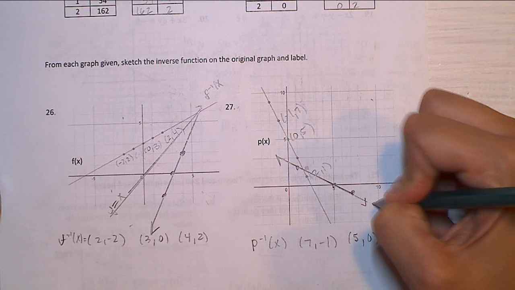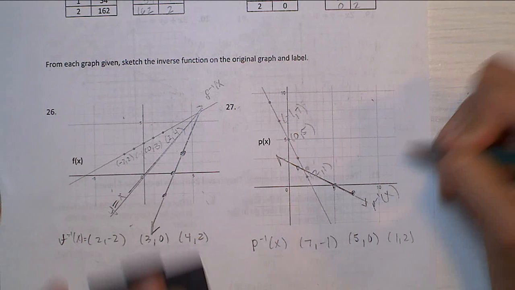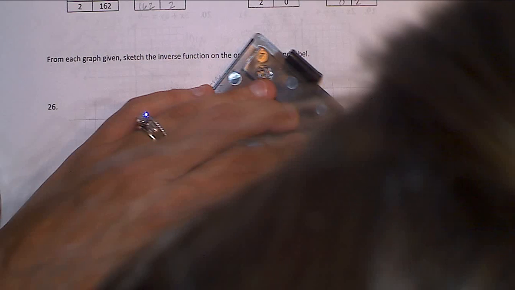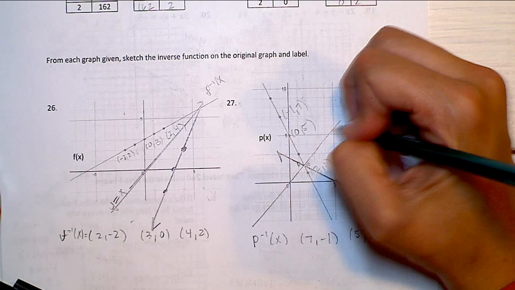So I label that as P inverse of x. And then again, it's that reflection over the line y equals x. So if we were to fold over on the line y equals x, those would fall on top of each other. So that's what that is.